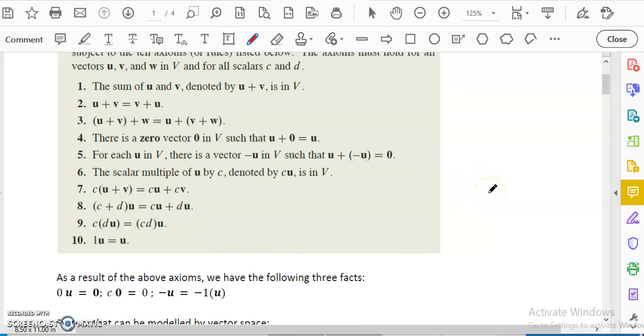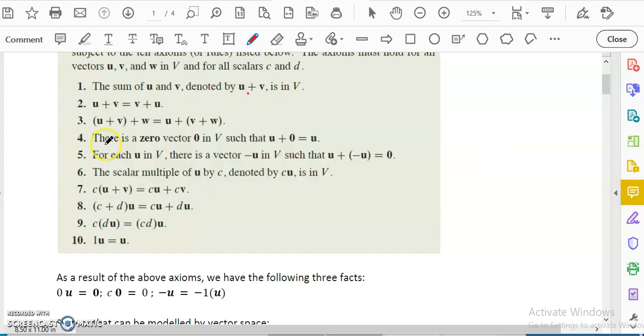So what are the 10 axioms? The 10 axioms are, adding. If there are two objects, u and v, in that vector space, and you add them, there is a definition of adding. And after you add them, they are still in the vector space. Also they're commutative. That means u plus v is the same as v plus u. It's also associative. If you add u and v first and then add w, it is the same as you add v plus w first and then add u.